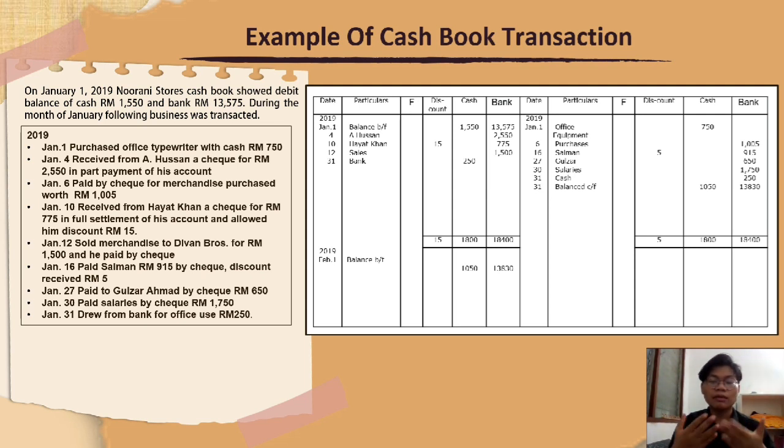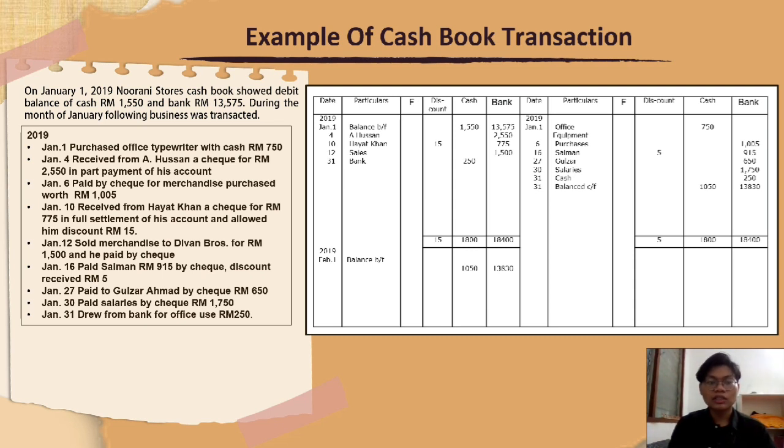We made a payment, so we recorded it on the credit side. On January 1, with the particular office equipment, we recorded 750 in the cash column. Next, on January 4, we received from Hussein a check for RM2550 in part payment of his account. When we receive a payment, it is recorded on the debit side. So on the date 4, with the particular Hussein, we recorded in the bank side because we received a check, 2550.